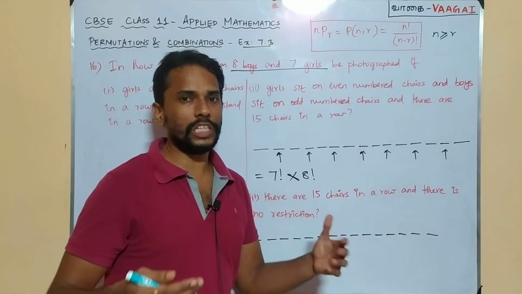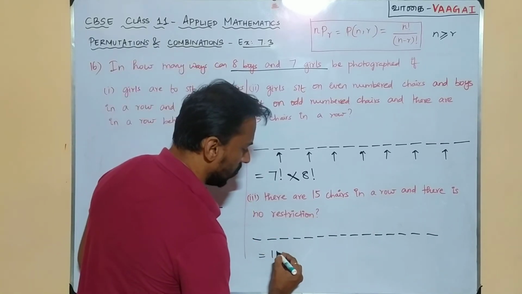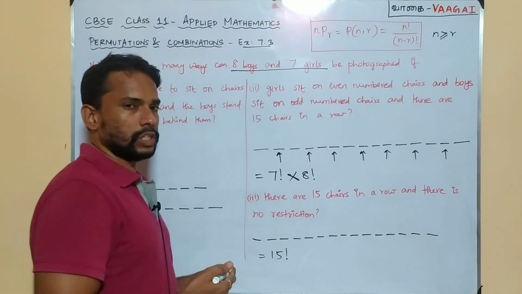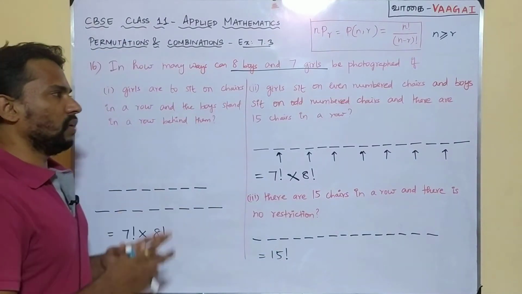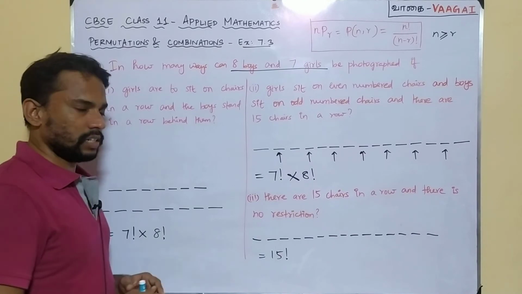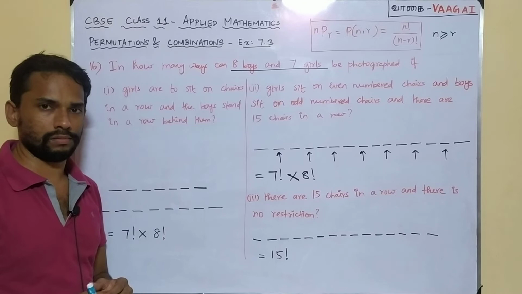So you will have these many number of ways, which will be nothing but what? That's nothing but 15 factorial. So 15 factorial is going to be the answer for this third subdivision. Yes, okay. A very easy question, only with different conditions. So these are going to be the answers for your question number 16.